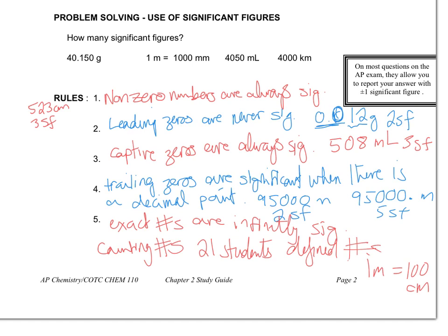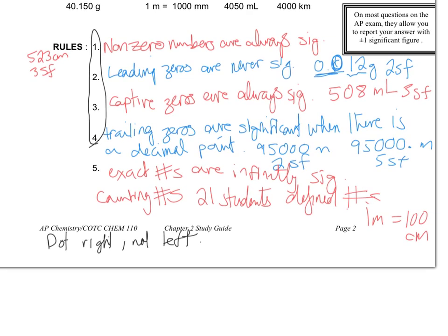Now, if you don't want to remember all 5 rules, you can instead say dot right, not left. That's what we learned last year, I think, if you took honors chem. And so what that means is if you have a dot, you start at the very right of the number, and if you're at the right of the number, then the only way you could go is left. So you start at the right of the number, and you go all the way to the left until the last non-zero digit, and everything from where you start to where you end is significant.